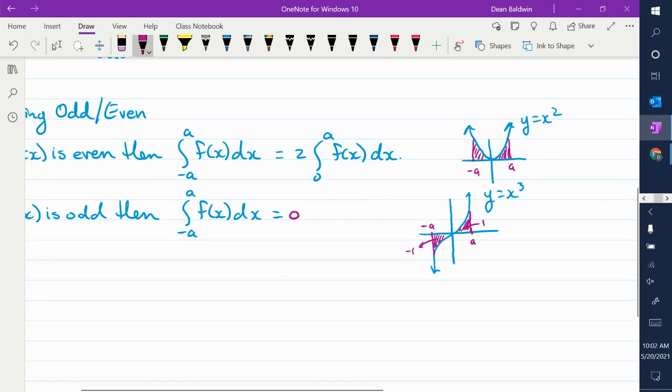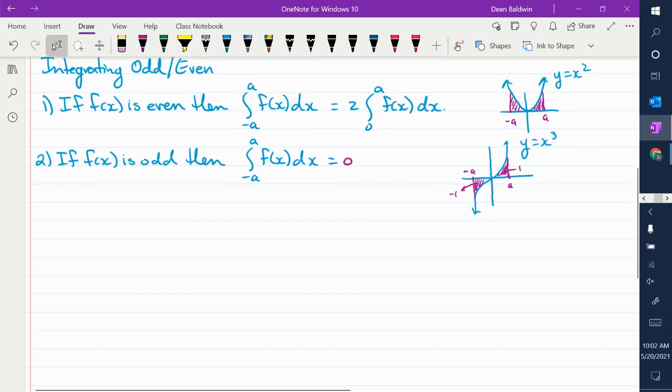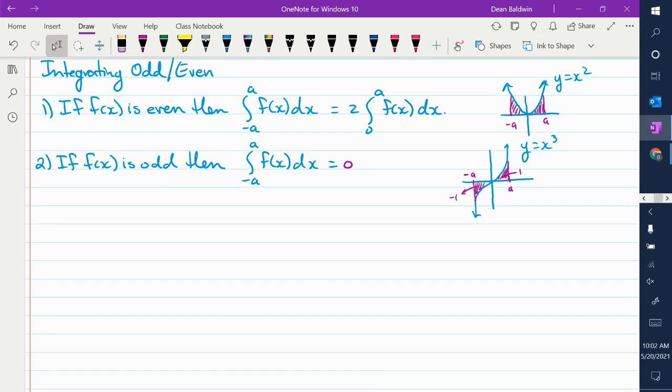That's the real advantage. If you recognize it's an odd function and the endpoints are the same except one is negative, one's positive, right away it just goes to 0. I mean, you can do it, but you're going to do a whole bunch of work to get the same answer. So where would this actually come into play? So let's do an example here.